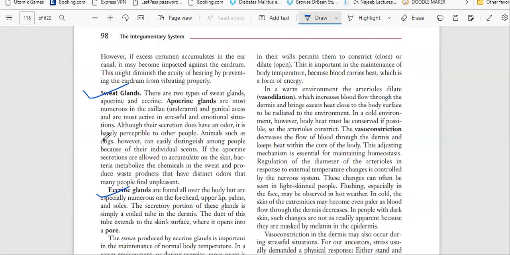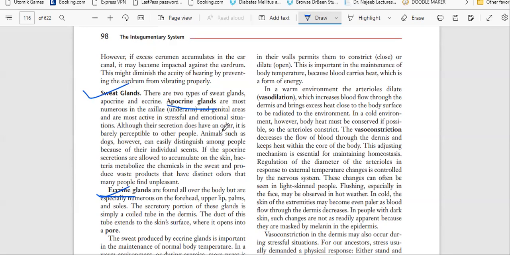Sweat gland. What does the sweat gland do? Sweat glands have two types: apocrine glands and eccrine glands. First, we will talk about apocrine glands. They are most numerous in the axilla region and the genital region. They are only activated in stressful, emotional conditions.